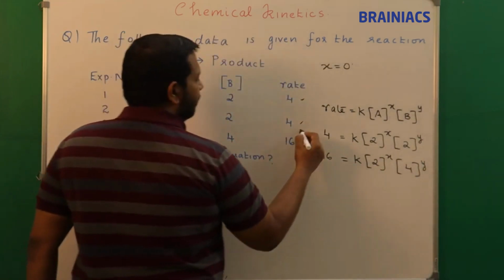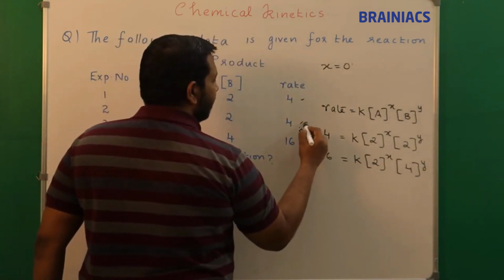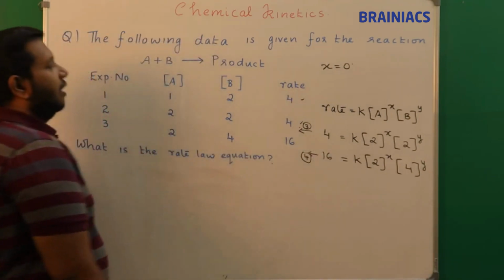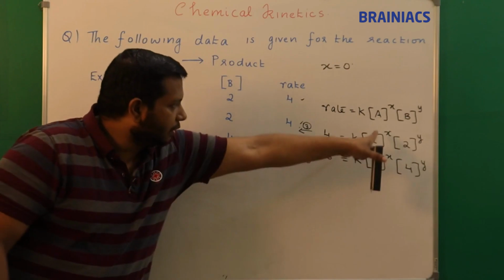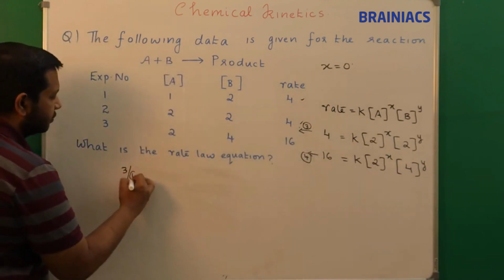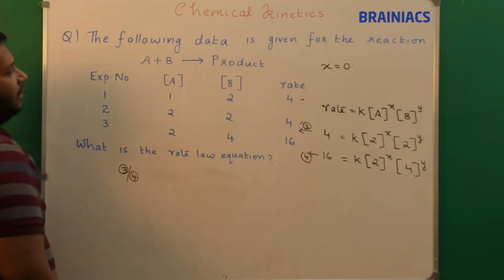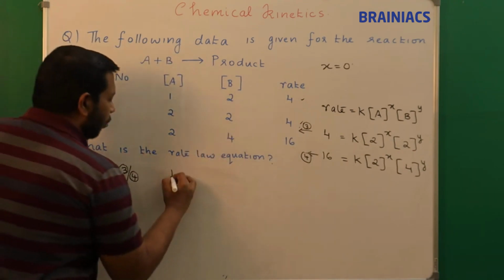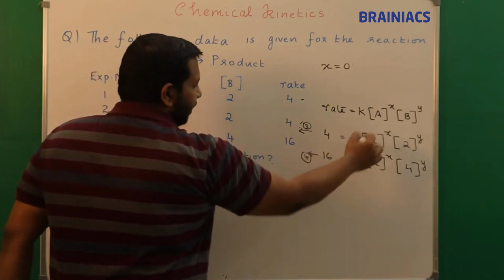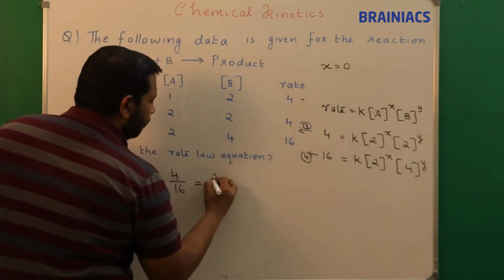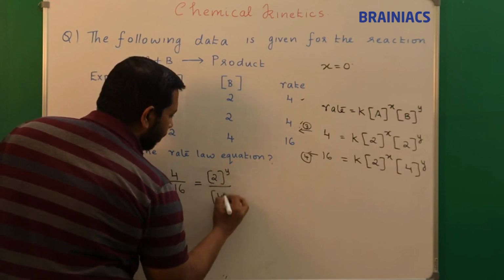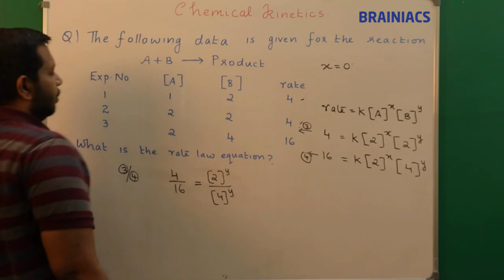Now I will mark this equation as 3 and this as 4. Okay, now you might have understood. We have common term with X. So let me divide 3 by 4. So on dividing 3 by 4, what you will get? 4 divided by 16 is equal to, this will get cancelled off, then 2 power Y divided by 4 power Y. So how I can write?